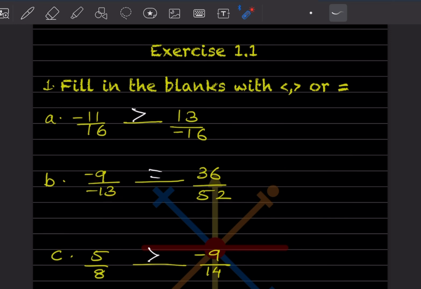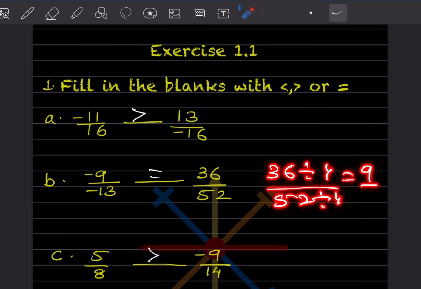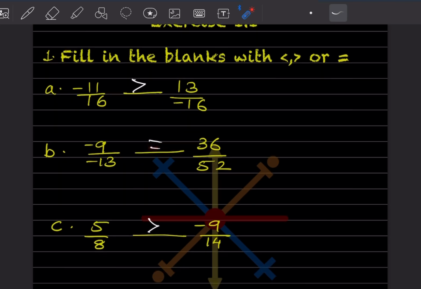Now if we see here minus 9 by minus 13, minus divided by minus is going to be plus. So this is going to be 9 by 13 and 36 by 52. If we divide 36 by 4 and 52 by 4, that is going to be 9 divided by 13. 13 4s are 52. So both are going to be the same. So this is the equal to sign.